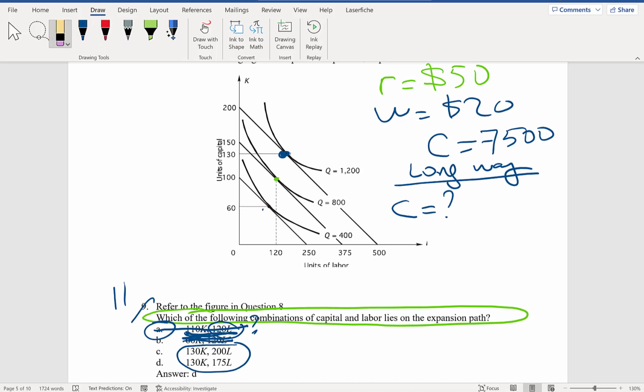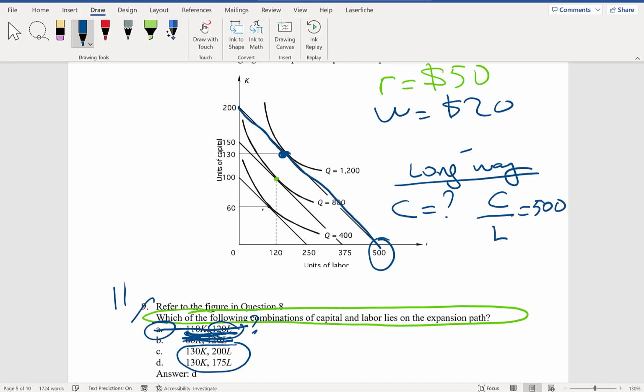So this is not the total cost, because this is a different iso-cost curve now. For this one, C divided by the price of labor equals 500, right? I apologize, I said labor, but the price of labor. Total cost divided by the wage rate is equal to 500. This is C over W. I know this is $20, so as a result, total cost is $10,000 here.